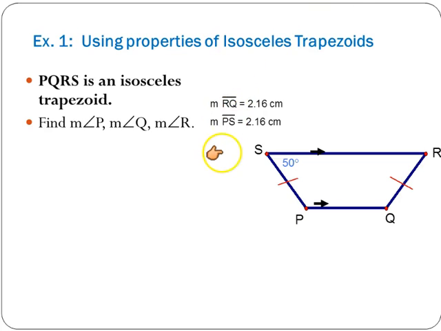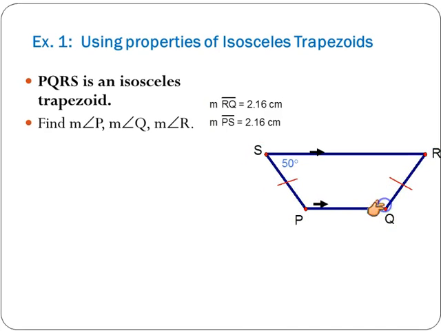All right, so let's use some of those properties that we just learned about and apply them to a problem that we can solve. Here we've got an isosceles trapezoid because we've got a set of parallel lines, and these two ticks let us know that side SP is congruent to side RQ. Now we are given one angle measurement. The angle S is 50 degrees, and we want to find all the other missing angles. So let's start with the measurement of angle P.